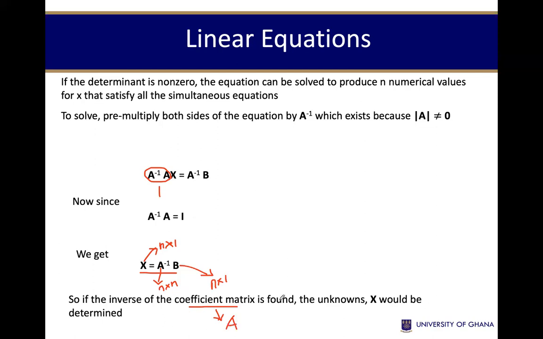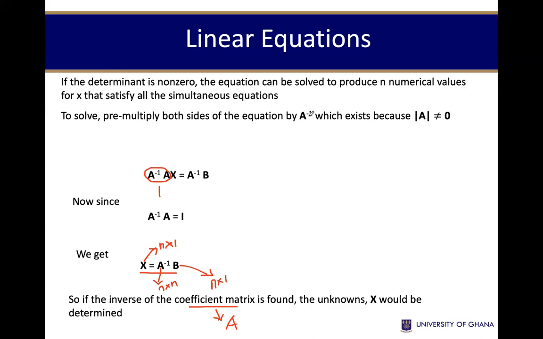Once the inverse of A is found, then the unknowns X will be determined easily. So we need to be able to know how we can get the inverse of A, which we looked at the last time we met. To find the inverse of A, you need to first check the determinant. If the determinant of the matrix is not 0, then the inverse exists.